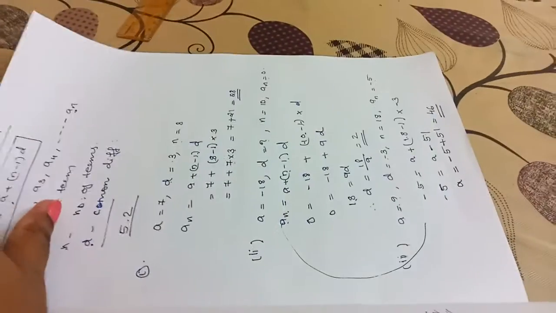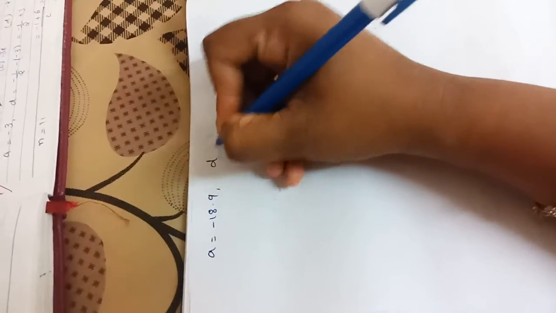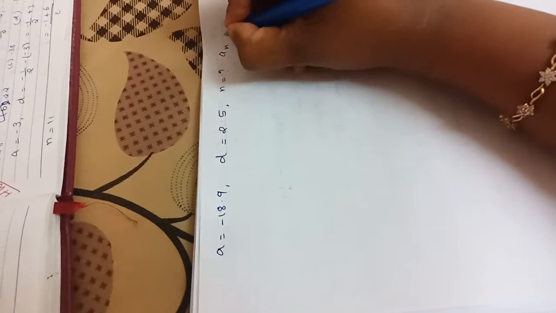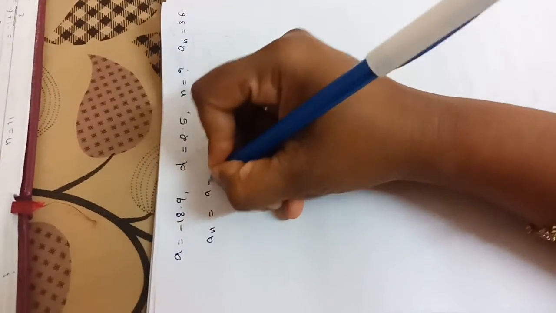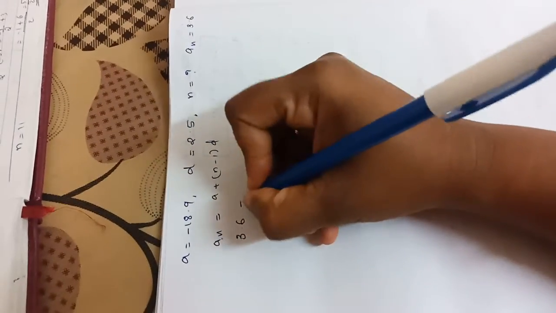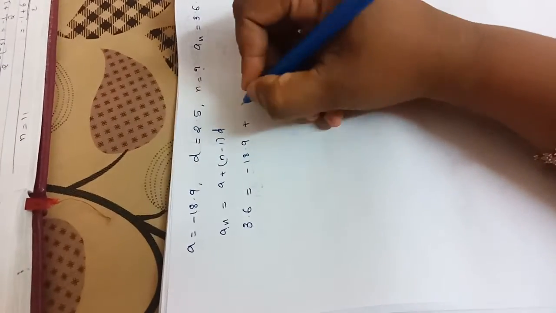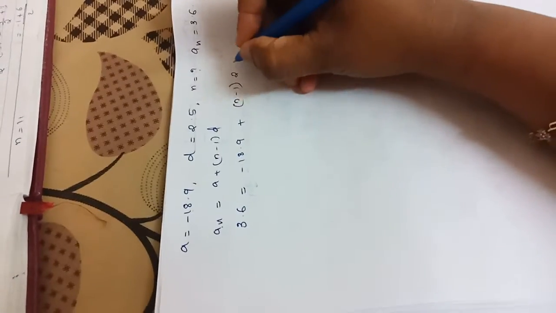Next, fourth part. a is equal to minus 18.9. I am writing here: a is equal to minus 18.9, d is equal to 2.5, n we have to calculate, An is equal to 3.6. So this is the question. I am writing the equation: An is equal to a plus (n minus 1) into d. 3.6 is equal to, what is a? a is equal to minus 18.9 plus (n minus 1), n we don't know, into d, which is 2.5.